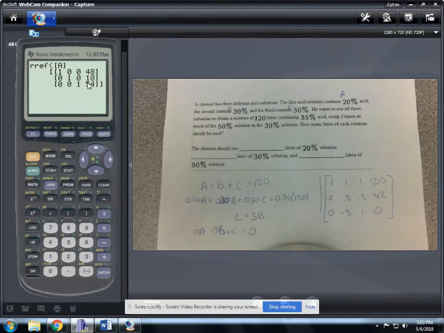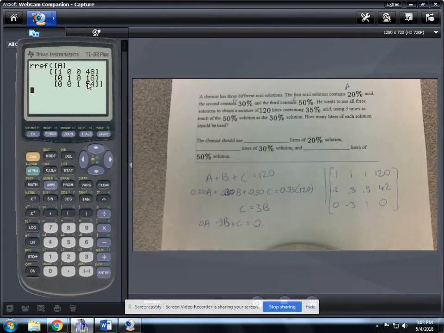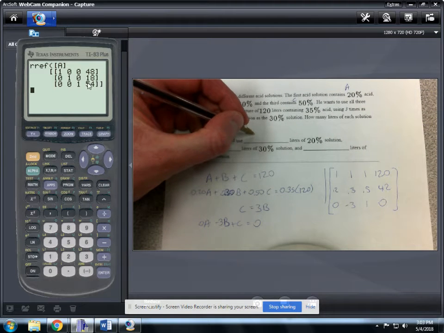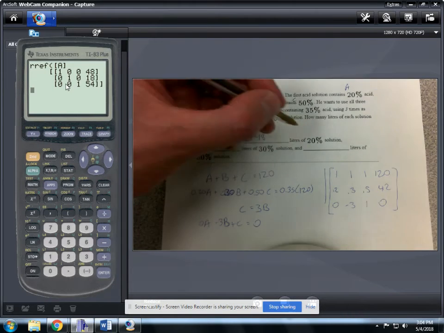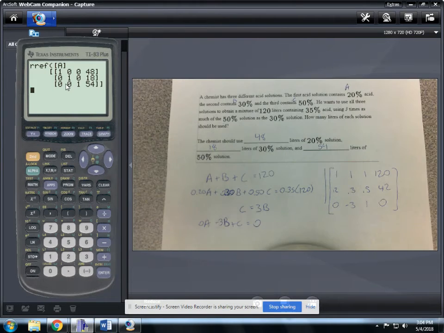So my answers then, right at the top here, I would use 48 of the 20%, 18 of the 30%, and 54 of the 50%. And I'll leave it to you to check. If you add 48 plus 18 plus 54, you should end up with 120.